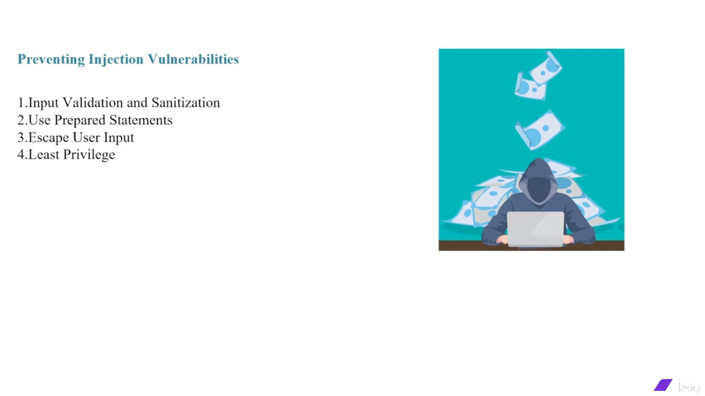Preventing injection vulnerabilities. To prevent injection vulnerabilities, we consider some best practices. First one is input validation and sanitization. Always validate and sanitize user inputs to ensure they conform to expected formats. Use prepared statements. For SQL queries, use parameterized queries or prepared statements to separate data from code.